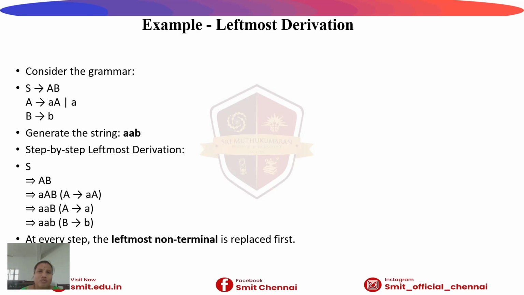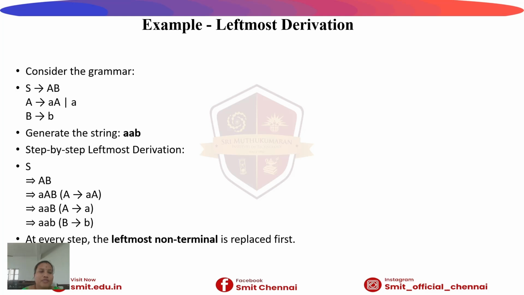Example for leftmost derivation. Consider one grammar: S goes to AB, A goes to aA, and A goes to a, and B goes to b. It generates the string aab. In step-by-step leftmost derivation, the leftmost non-terminal is substituted first.